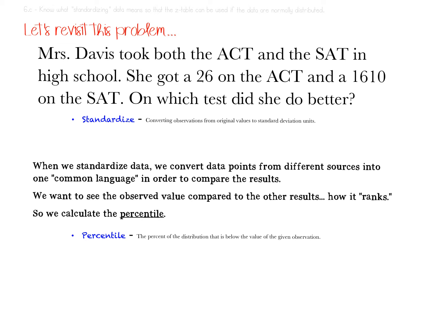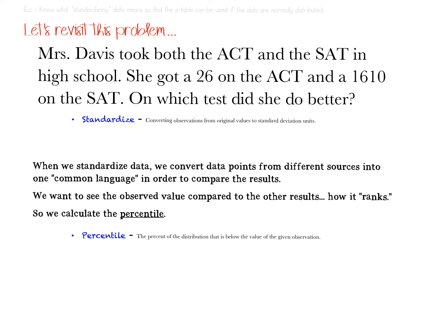All right, so let's come back to this problem, my ACT versus an SAT. So we need to do some standardizing, which is simply converting observations from their original values to a standard deviation unit. So it's taking any number that has its own context and putting it in a common language. When we standardize data, we convert data points from different sources into one common language, and the reason we do that is to be able to compare the results.